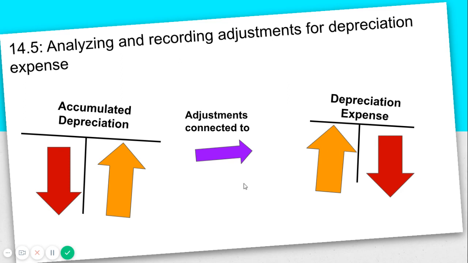Analyzing and recording adjustments for depreciation expense. So our accumulated depreciation increases on the credit side, which is connected to the depreciation expense, and all our expense accounts have a normal balance on the debit.